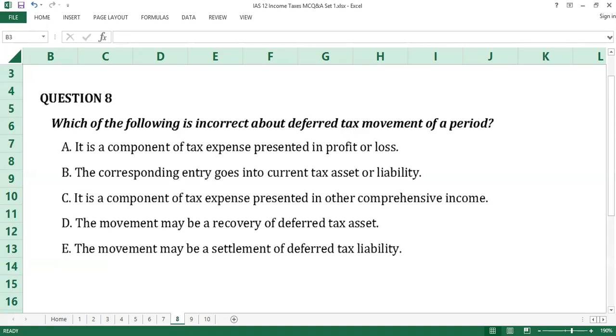Which of the following is incorrect about deferred tax movement of a period? A, it is a component of tax expense presented in profit or loss. B, the corresponding entry goes into current tax asset or liability. C, it is a component of tax expense presented in other comprehensive income. D, the movement may be a recovery of deferred tax assets. E, the movement may be a settlement of deferred tax liability.